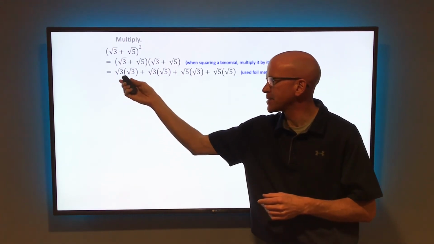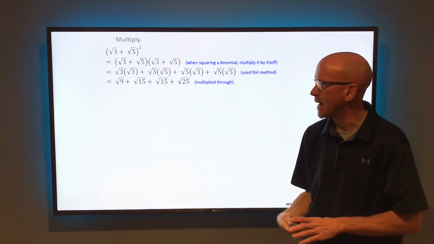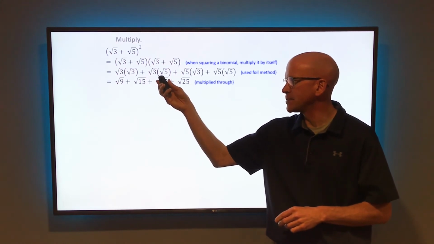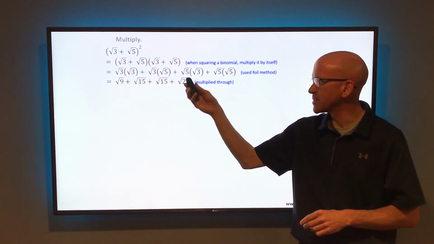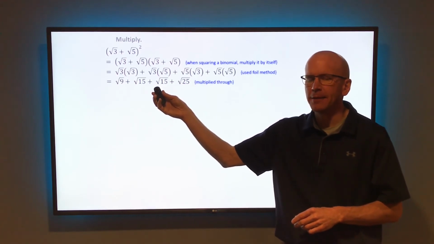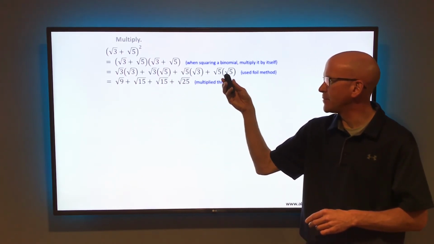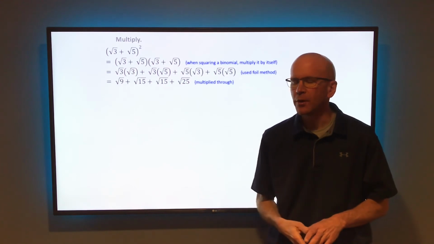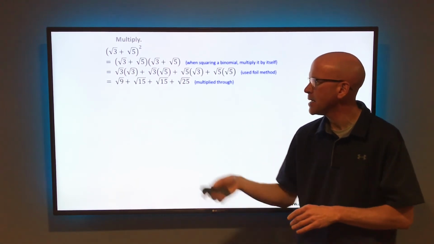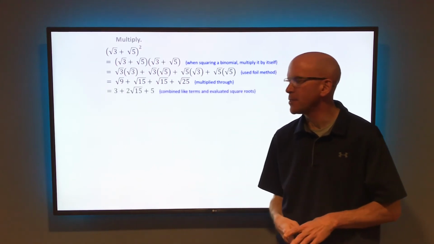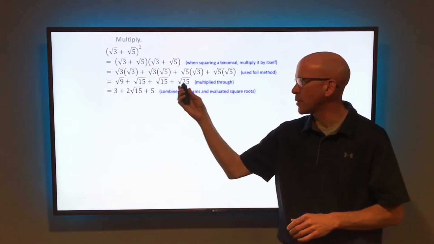Square root of 3 times the square root of 3 out front is going to be the square root of 9. Then square root of 3 times the square root of 5, that is the square root of 15. And square root of 5 times the square root of 3, that is the square root of 15 again. And on the end, the square root of 5 times the square root of 5, that would be the square root of 25. Keep simplifying that, combining any like terms, simplifying any radicals. Out front, the square root of 9, that's going to be 3. On the end, the square root of 25 is 5.